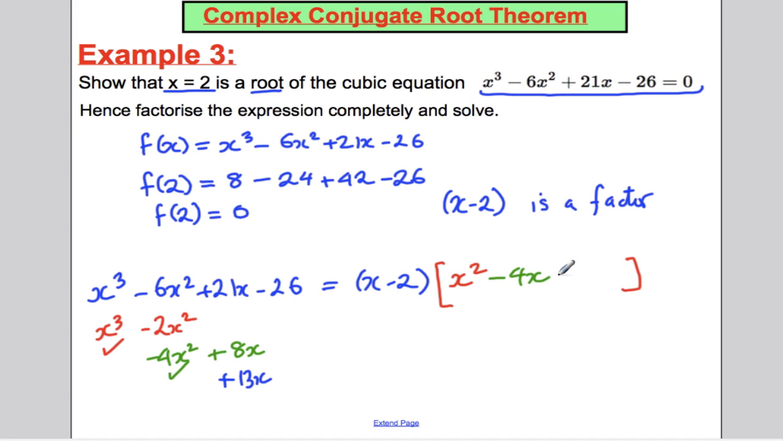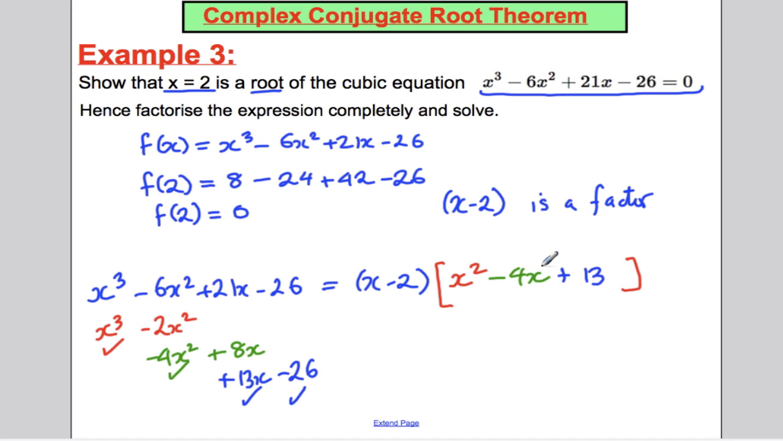So I'm going to have to add in 13x. What needs going here to multiply by this x to give me the 13x? Well, 13 must go there. And that times that does give me the positive 13x I'm after, and it creates for me the negative 26, which was what I was after. So I have factorized this.